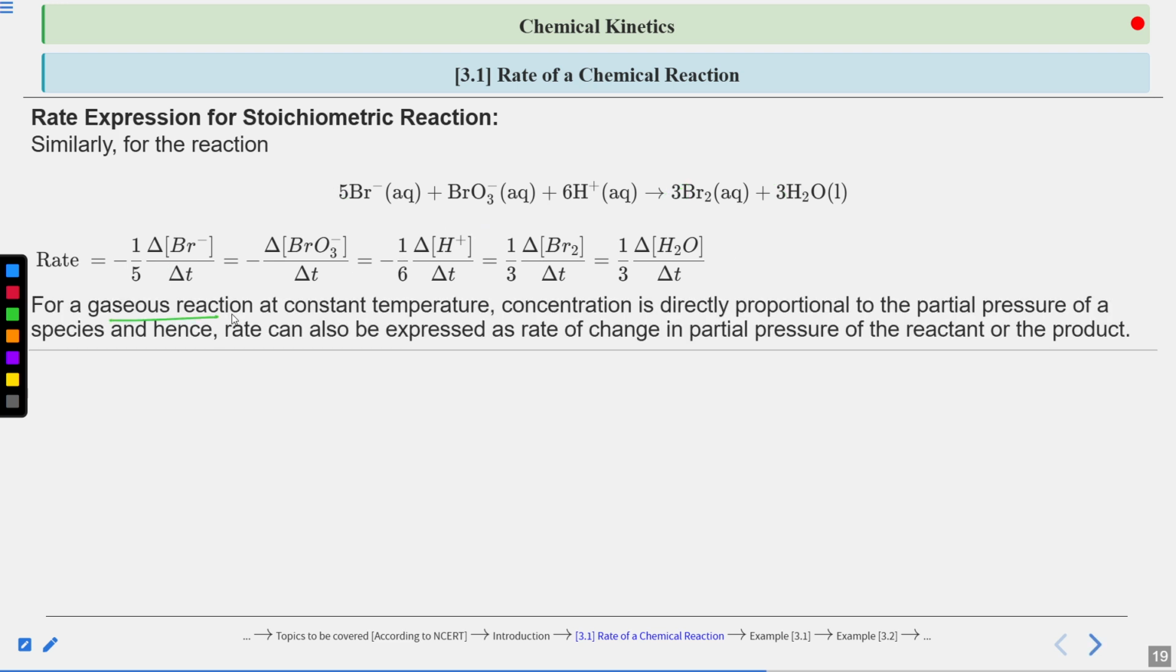Now for a reaction in the gaseous form at constant temperature, the concentration is directly proportional to the partial pressure of a species, and hence the rate can also be expressed as the rate of change in partial pressure of a reactant or the product. So basically, the concentration is directly proportional to the partial pressure, so in place of concentration you can also use the partial pressures to determine the rate expression, rather than the rate of change in concentration.